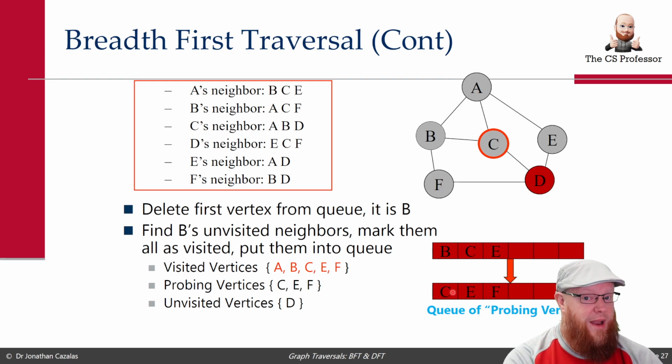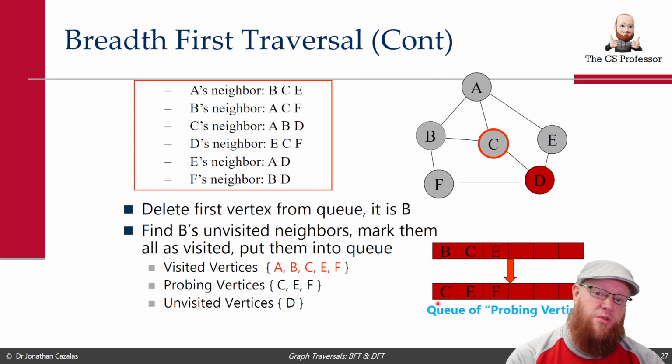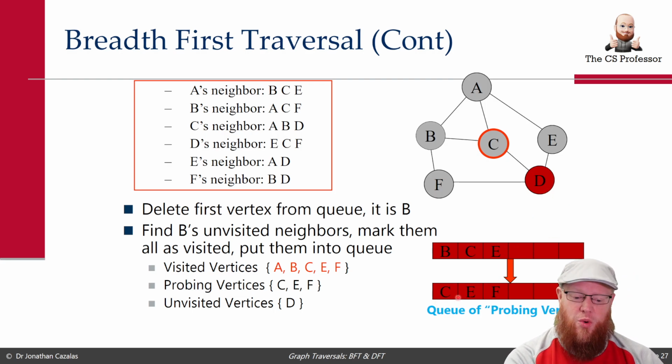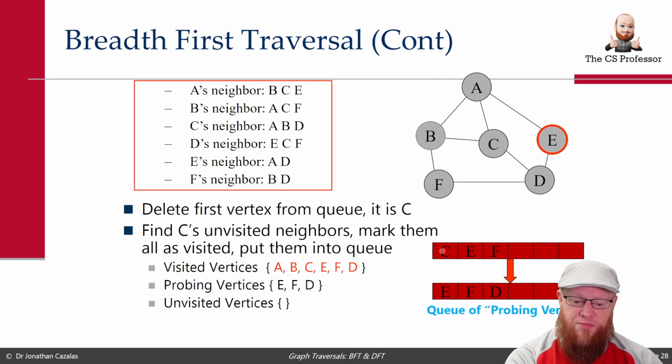Next iteration, let's think about it before we actually go to the slide. What are we going to do? DQ C, find all of C's unvisited neighbors, make them visited, and then throw them into the queue, which is really just D. So we started with C, E, F. We DQ the C. C is now gone. E and F are what's remaining in the queue. And we're now going to find all of C's remaining unvisited neighbors, which was just the D, and we're going to put the D into the queue after we mark it as visited.